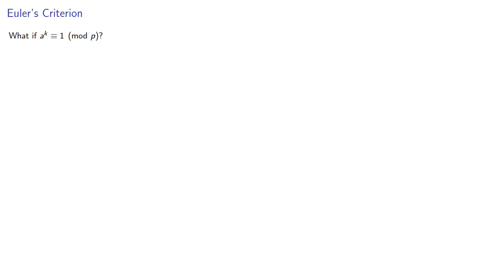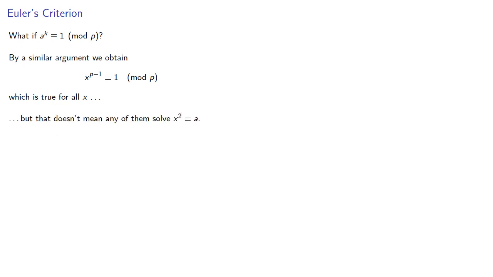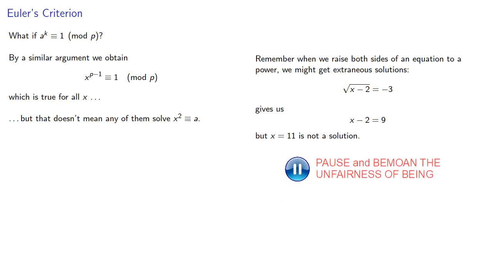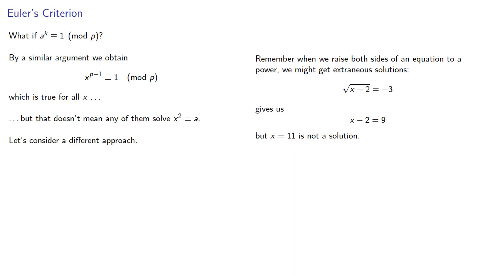So, what if A to the power k is congruent to 1 mod P? By a similar argument, we obtain x to the power P minus 1 must be congruent to 1 mod P, which is true for all x, but that doesn't mean any of them solves x squared congruent to A. Remember, when we raise both sides of an equation to a power, we might get extraneous solutions. So an equation like this, squaring both sides, gives a solution that is not a solution of the original. So let's try a different approach.